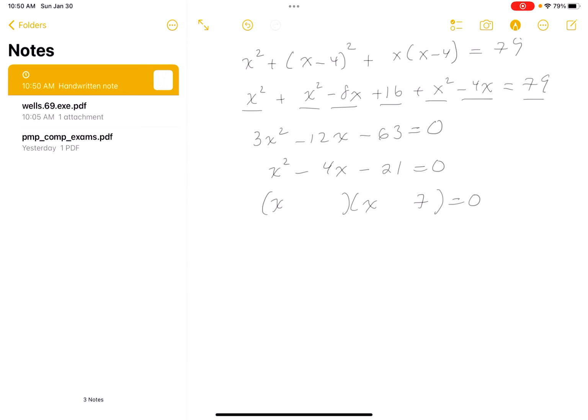And that would be 7 and 3. Minus 7 plus 3. So x would equal minus 3, and the other answer x could be 7, all right? So again, I'm not going to say that's the answer to their question. Their question is, what are the numbers x and y? Well, I know what x is.